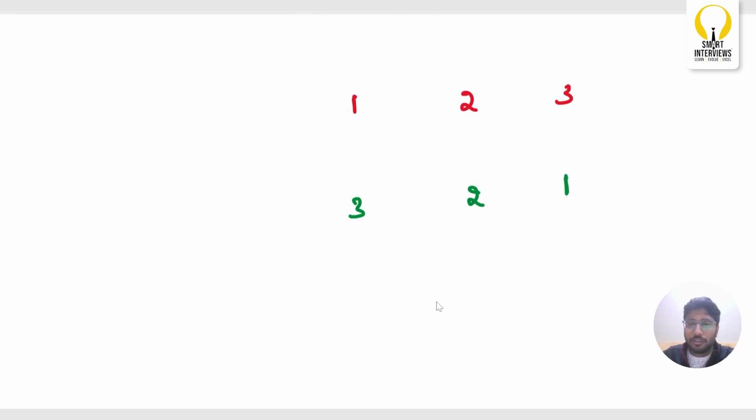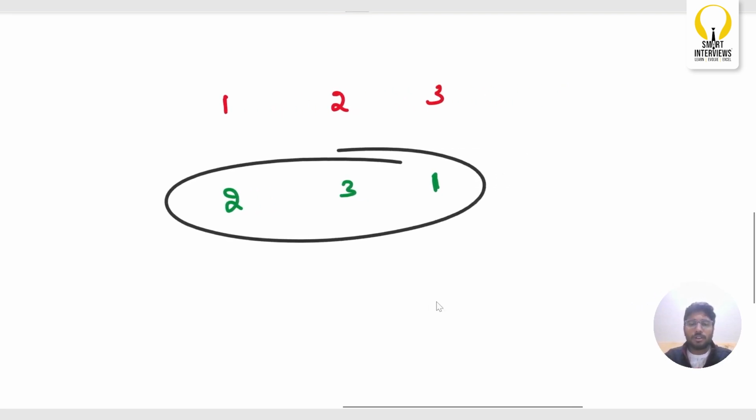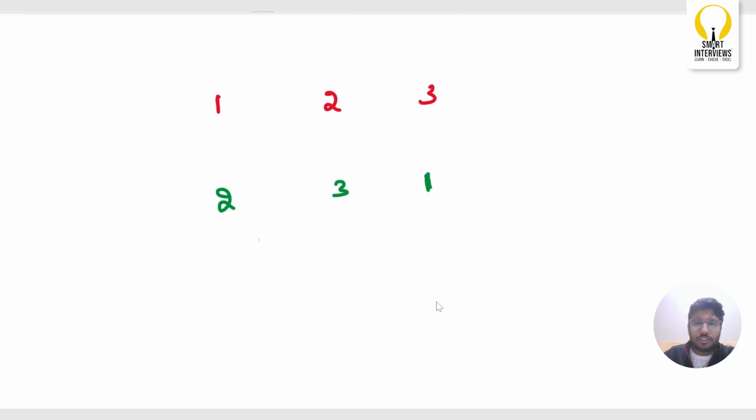Okay, so these two will be having the same. We'll be putting a 2, then 3 and then 1. Okay, so this is one possible permutation for 3 of these.